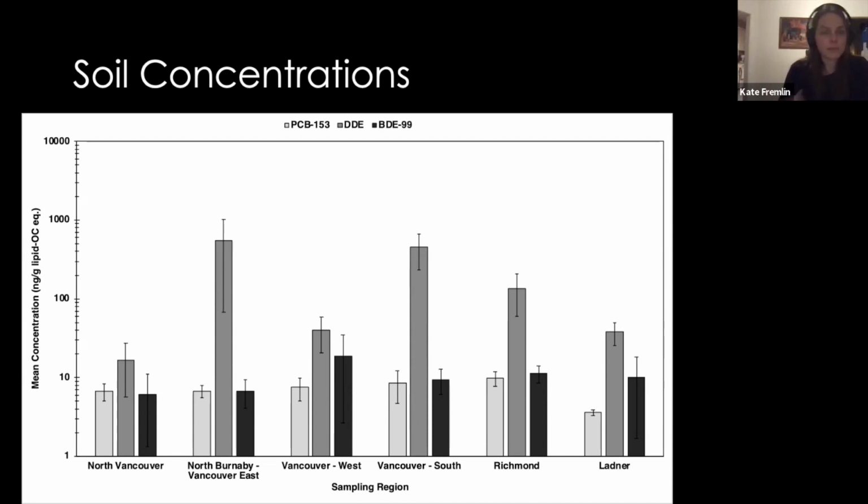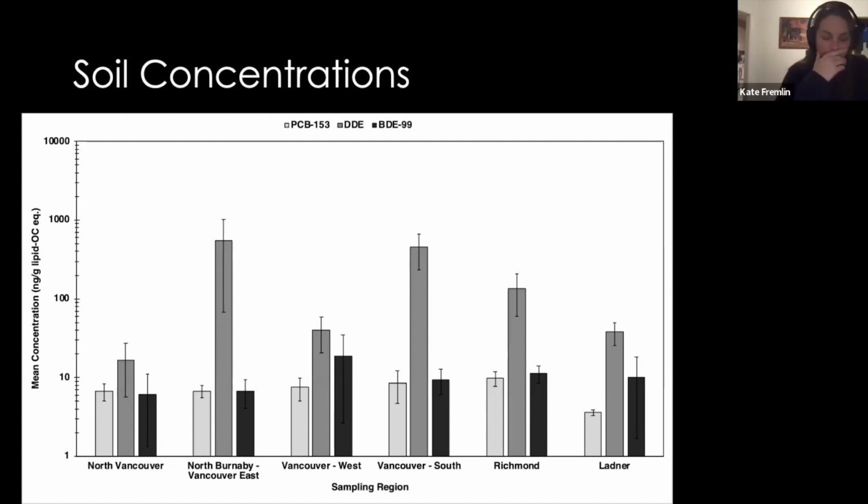It's because we love to put these chemicals on everything, because we don't want our houses to burn and we don't want our computers to burst into flames. So it's just so ubiquitously used. That's often why we see it in the environment so much, even though we've since banned it.